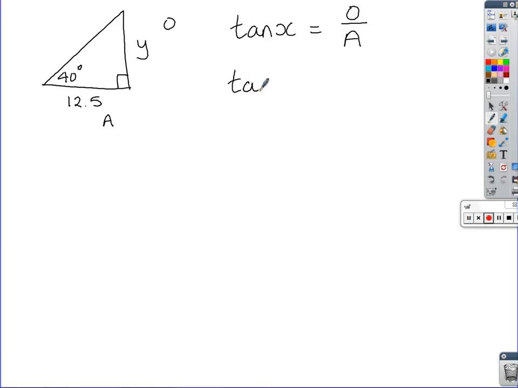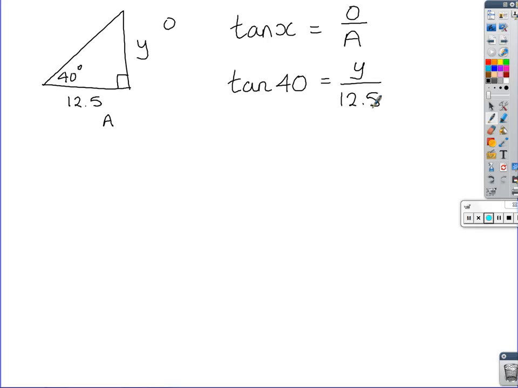So it's tan. Now our angle is the part that goes with the tan here. So this is 40. So it's the tan of 40 is equal to, we don't know what the opposite is yet, but we've got a letter, so we can replace that with y. And then A is 12.5. So that part there is substitution.